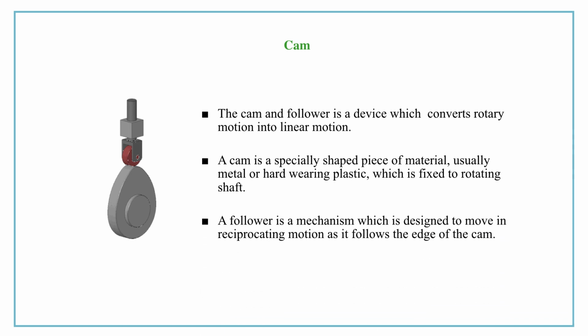Next, we will look at the cam. The cam and follower is a device which converts rotary motion into linear motion. A cam is a specially shaped piece of material, usually metal or hard-wearing plastic, which is fixed to a rotating shaft. A follower is a mechanism which is designed to move in reciprocating motion as it follows the edge of the cam.